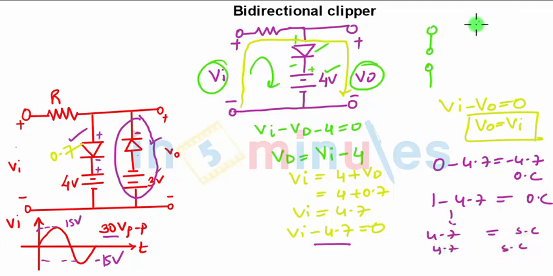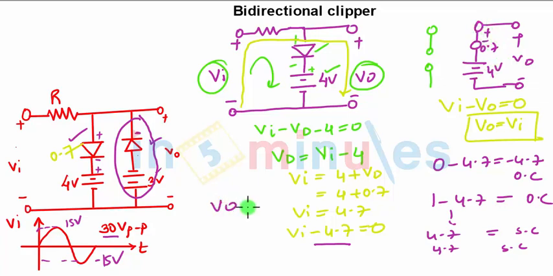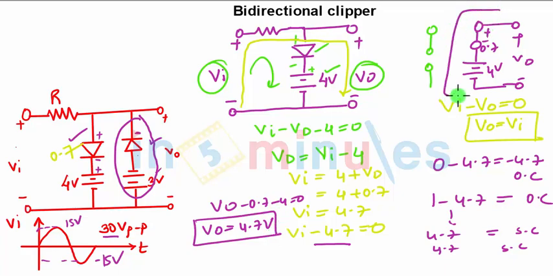Then the circuit will look like this, short circuited, you have 4 volts and you have plus minus VO and this 0.7. We need not consider 0 over here because it is told that it is a practical diode. So VO, this is positive, negative, VO minus 0.7 minus 4 is equal to 0. So VO will be 4.7 volt when the diode is short circuited. The diode will become short circuited once you overcome 4.7 volts. This is the analysis for the positive half cycle.